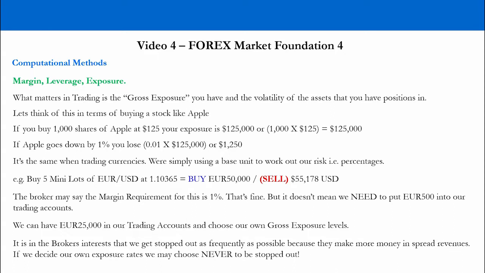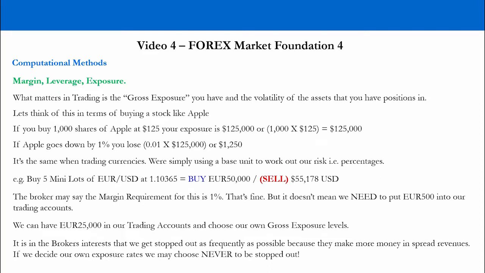And what you've got to understand is that it's very obvious that it's in the broker's interest that we get stopped out as frequently as possible. The more we get stopped out, the more we trade, and then the broker basically gets paid more commission. So if we decide our own exposure rates, as long as we put good amounts of capital in our trading accounts, it basically means that we could never get stopped out. And that's what we're trying to achieve here.